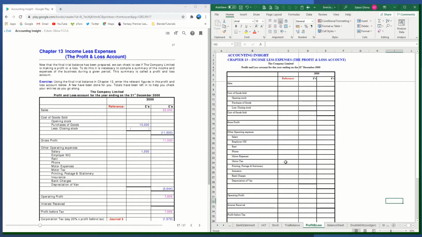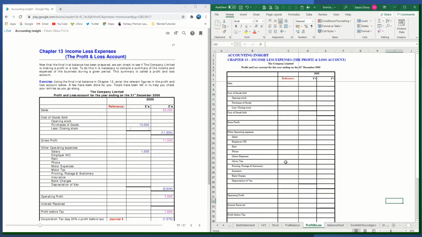In this chapter, we are going to be dealing with the profit and loss account. That is basically a statement that computes the income and deducts the expenses of a business in order to determine the profit or loss that a business is making.